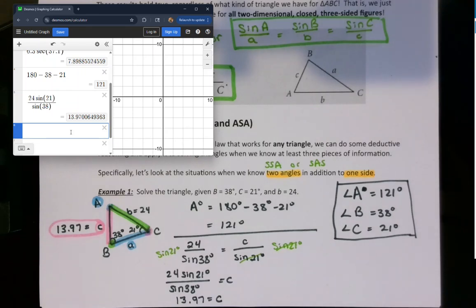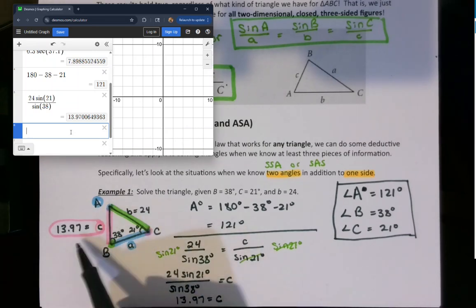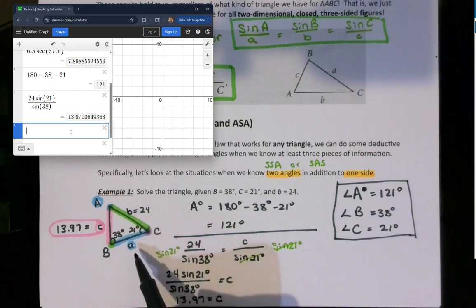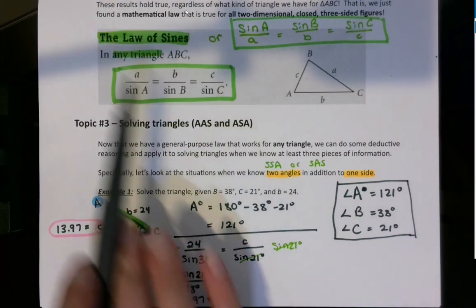And I need to find little a. Previously, when we solved triangles, we could use a lot of different techniques. Once you know two sides, you could use Pythagorean theorem to find the third. That is not going to work here because this is not a right triangle. You do not have two perpendicular sides and one hypotenuse. So the only way to find side A is going to be using another one of my law of sines ratios.